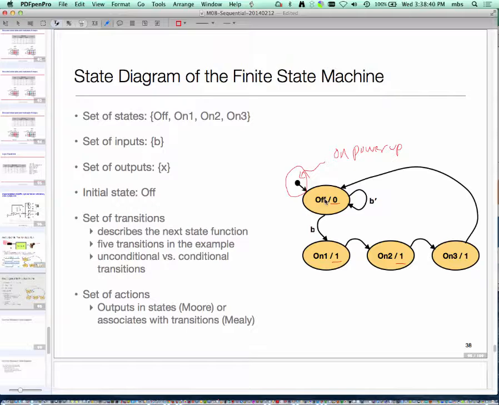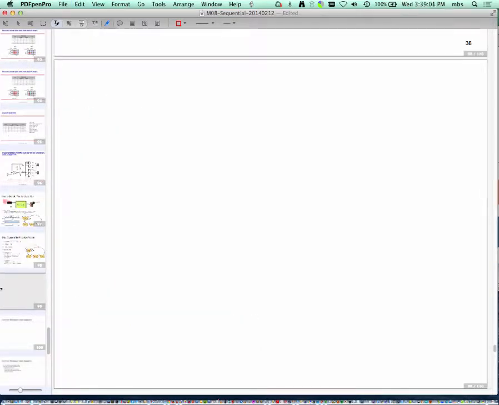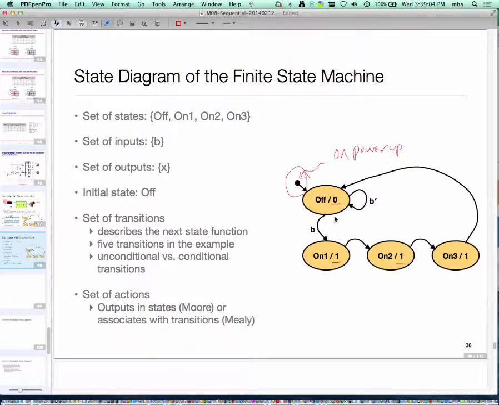Any other questions? So actually, I want someone to help me out now. Let's try to do a one-hot coded implementation of it. Let me create a blank page out here. I have 4 states: off, on 1, on 2, and on 3. Let's call off 1, 0, 0, 0; on 1 be 0, 1, 0, 0; on 2 be 0, 0, 1, 0; and on 3 be 0, 0, 0, 1. So, one-hot coded.